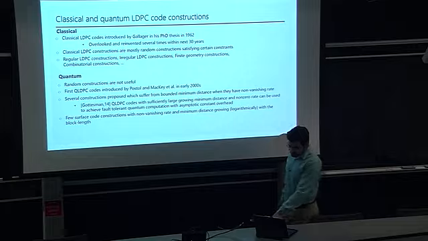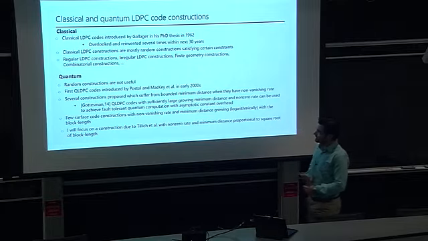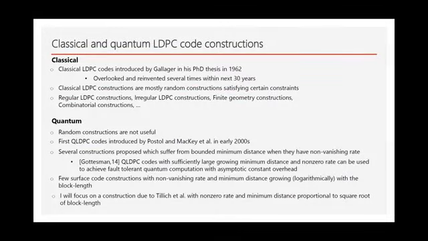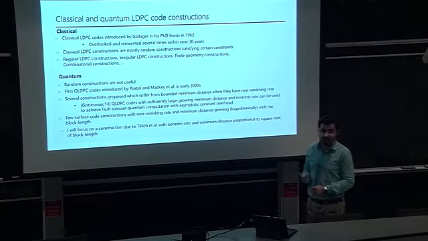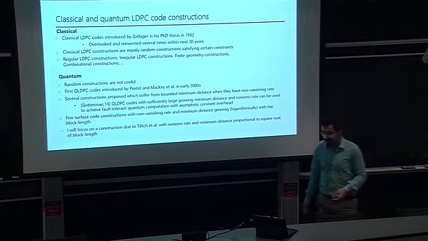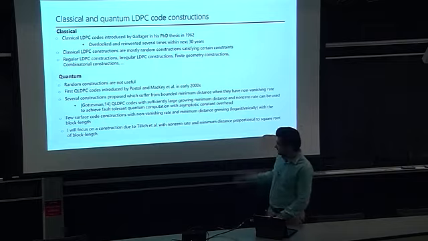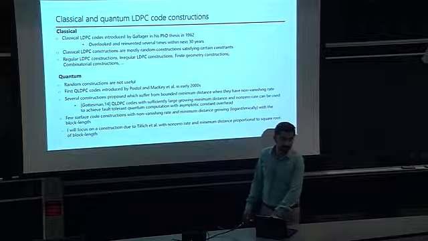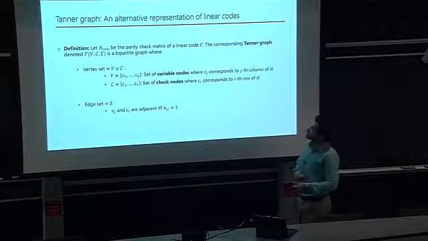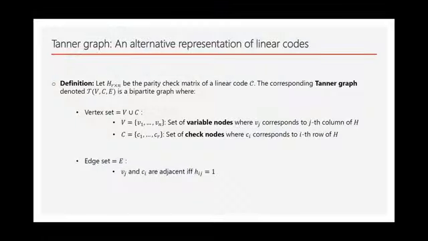And the best known result, the state of the art, is a construction due to Tillich et al. That has non-zero rate, and the minimum distance is proportional to the square root of the block length. So in the rest of the talk, I'll be focusing on that construction. Before that, I need to give you two definitions.